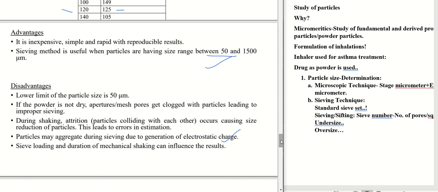So these are the advantages and disadvantages of the sieving method, by which we can determine the particle size ranges and the weight distribution: how much weight of particles has a specific size range.